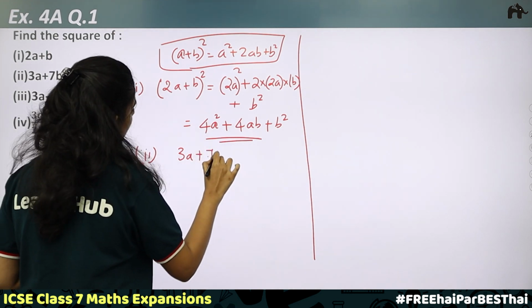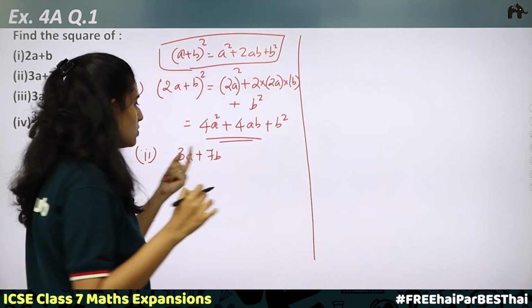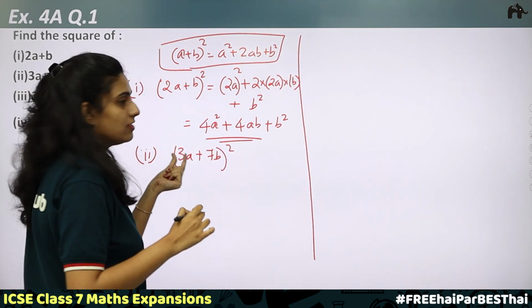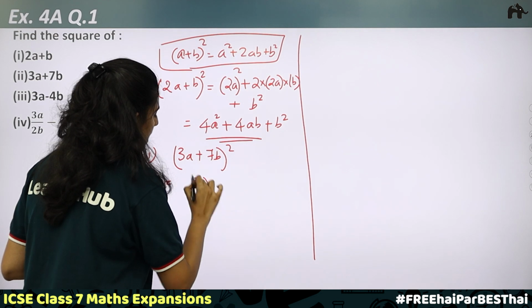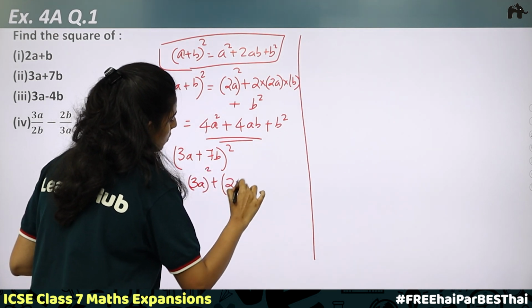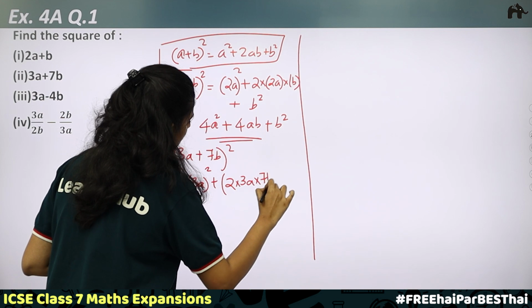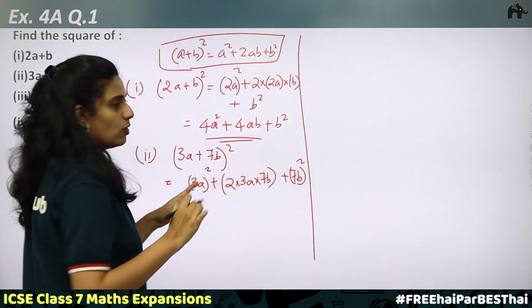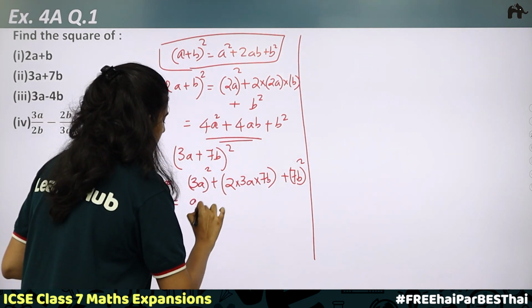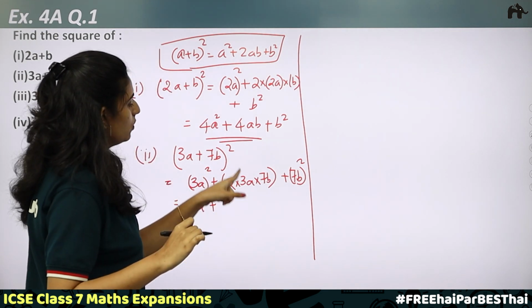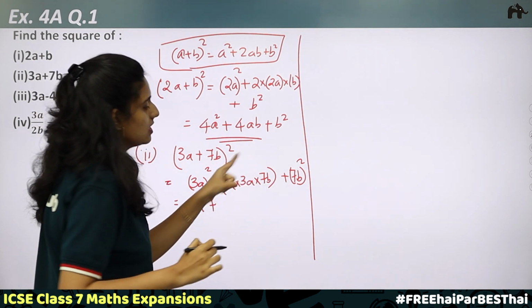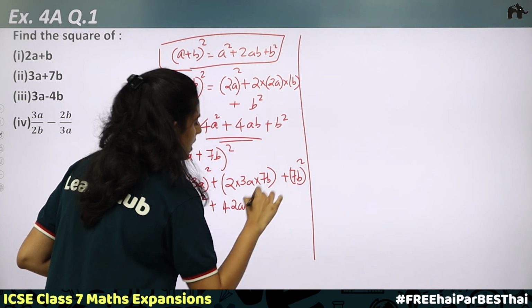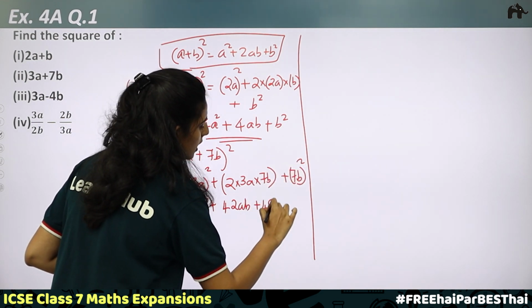Okay, now the second one, 3a plus 7b. So we have to find the square of 3a plus 7b. That is equal to, in place of a here we have 3a. Therefore 3a square plus 2 into 3a into 7b plus 7b whole square. 3a square. What is 3a square? 3 square is 9. A square plus 2 into 3 is 6. 6 into 7, 42. 42ab plus 7b whole square, 49b square.